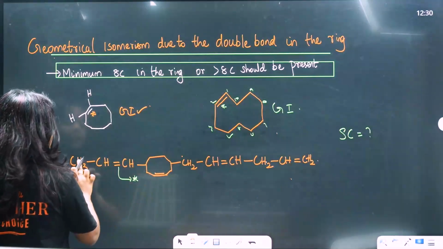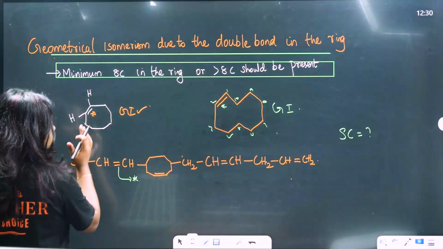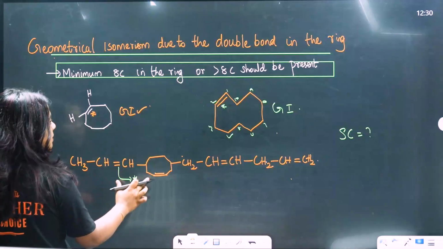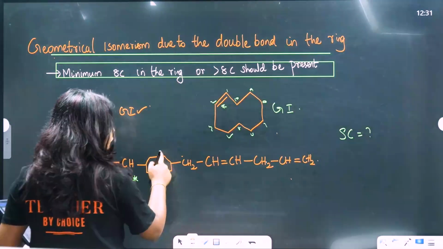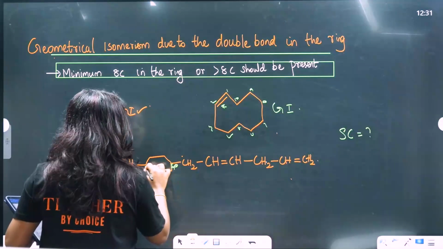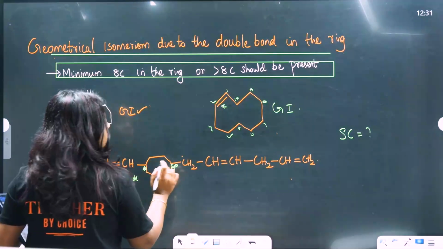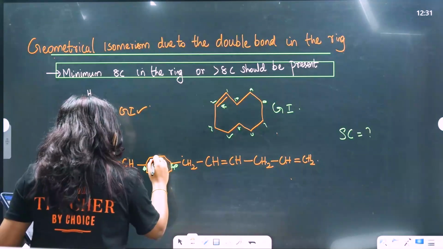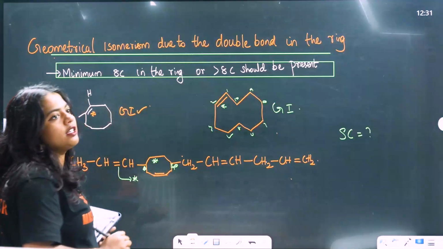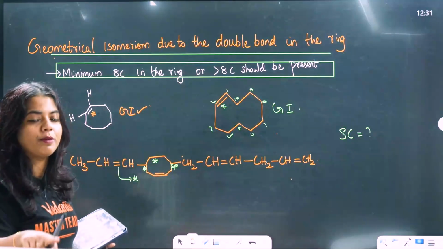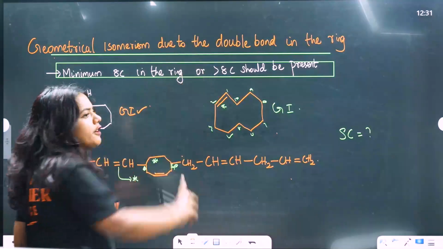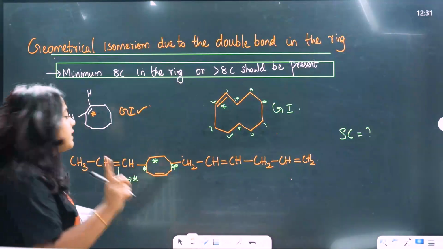A cyclohexane is attached here, and there is also one hydrogen and one CH3, so different groups are attached across this double bond. So this is stereogenic. Now, coming to this particular ring carbon, they are both sp3 and have different substitution, which means that particular ring also has a stereogenic center. And inside the ring, as I told you, there is a geometrical double bond.